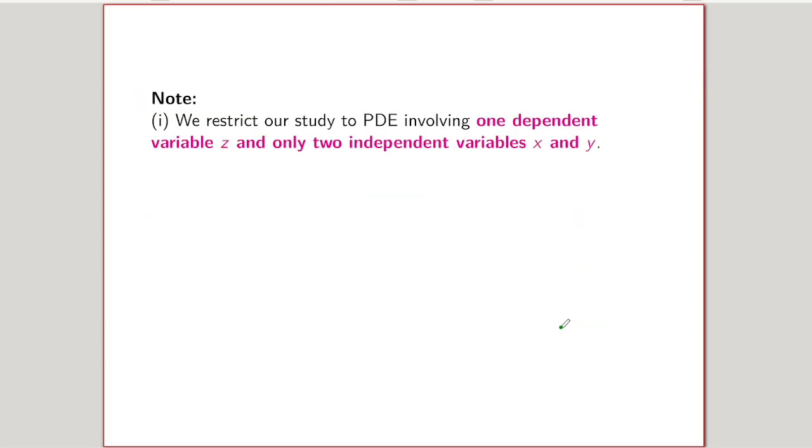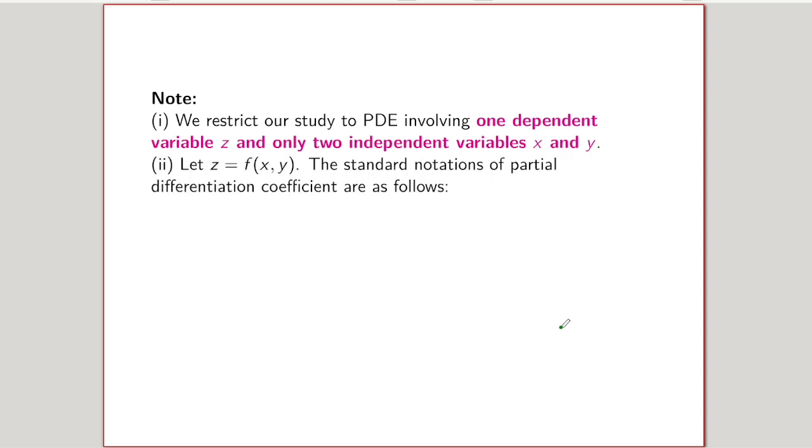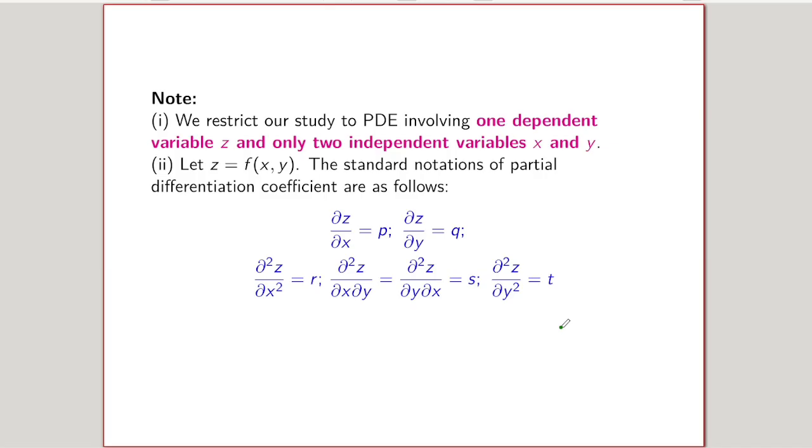So one important thing to note is that in this video, we'll be restricting our study involving one dependent variable z and two independent variables x and y. So some standard notations are there. Since we are considering z as dependent and x and y as independent variables, we are taking z as a function of x and y. The standard notations are given as follows.